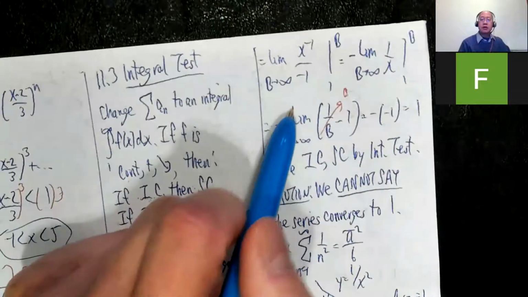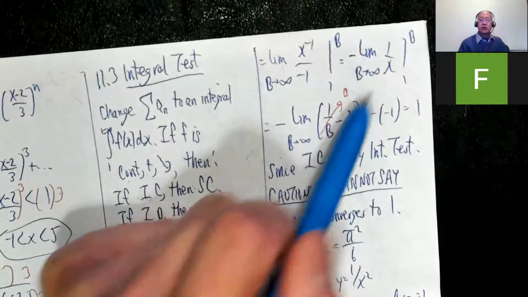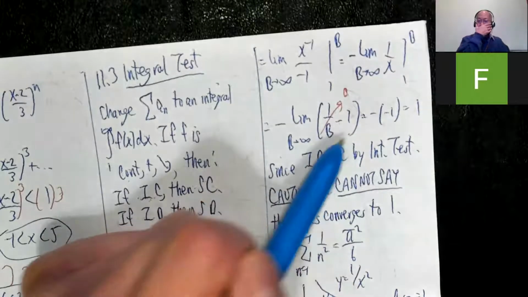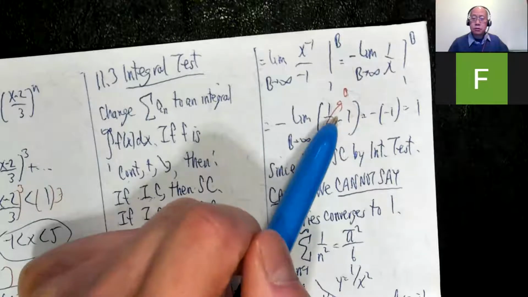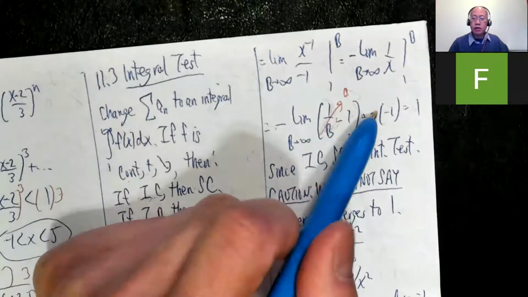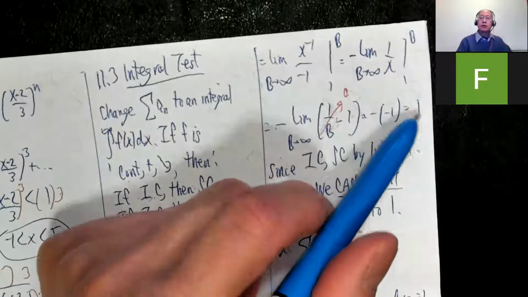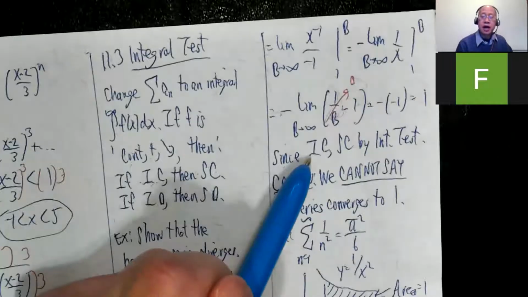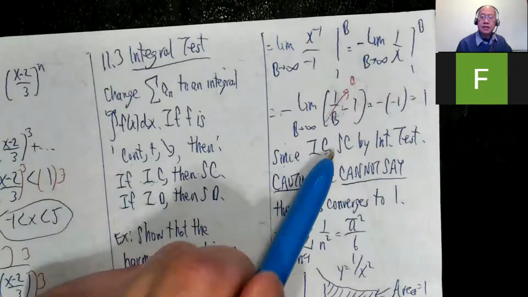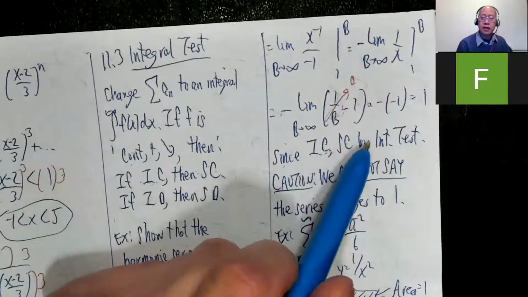Negative limit as b approaches infinity. Plug in b: 1 over b minus 1 over 1. Now when b gets big, this approaches 0. So I have negative of negative 1, which is 1. Quick key statement: since the integral converges, the series also converges by the integral test.